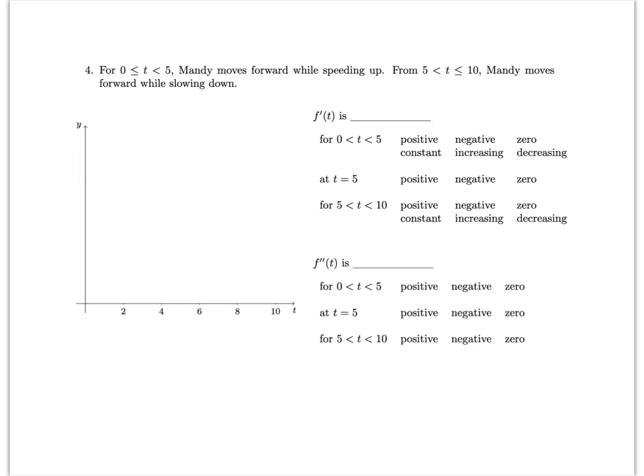Okay, for t values between 0 and 5, Mandy moves forward while speeding up. And then from 5 to 10, she moves forward while slowing down. So if you go back to the previous two questions, we know what moving forward, speeding up looks like. That's concave up. That's increasing concave up. And then moving forward while slowing down, sorry, that's still increasing because you're moving forwards. So you're still increasing, but concave down.